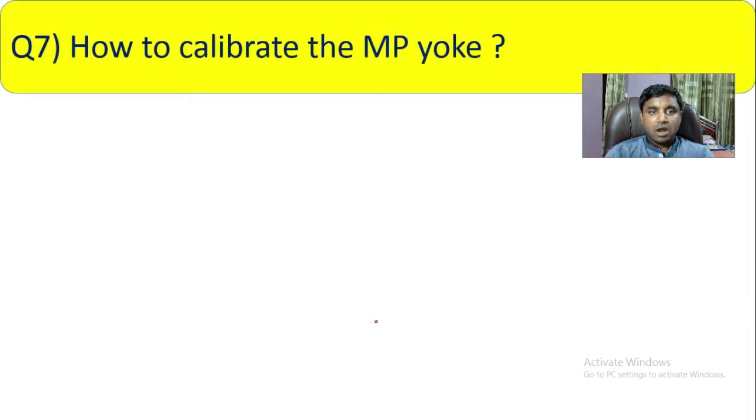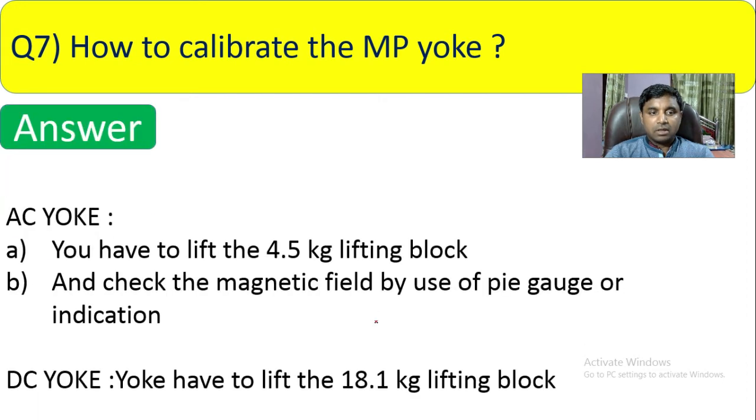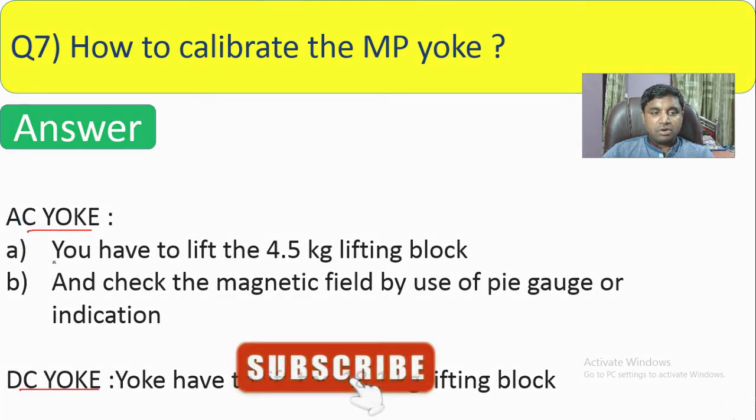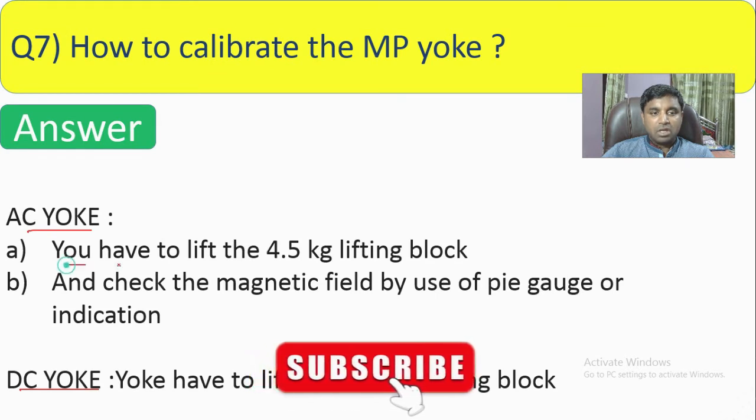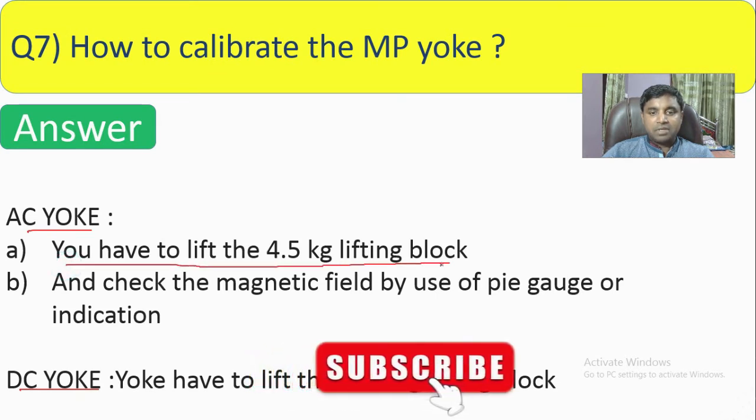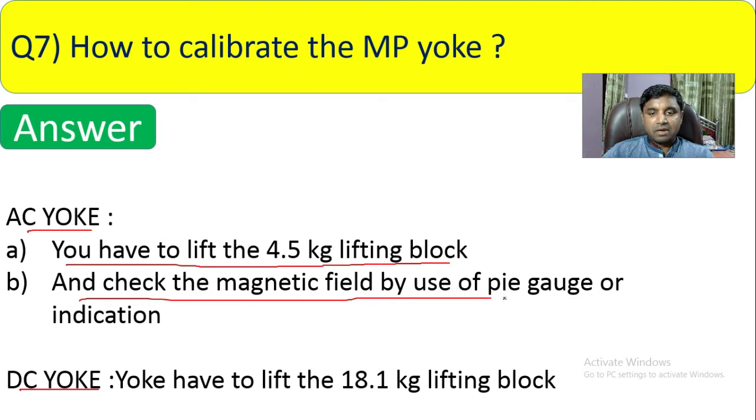Question 7. How to calibrate the MP yoke? Two types are there: one is the AC yoke and one is the DC yoke. So you can check in the DC yoke also. AC yoke, how do you have to check the calibration? You have to lift the 4.5 kg lifting block and check the magnetic field by use of a pie gauge or indication. So you have to check first.